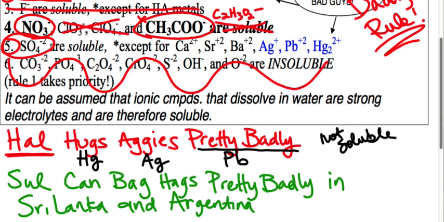All right, so all sulfates are soluble except, what do you think this is? Calcium, barium, hugs or hags, mercury, pretty badly, lead, Sri Lanka, strontium, and Argentina? No. It's silver again. I couldn't think of a place that was silver with an AG.